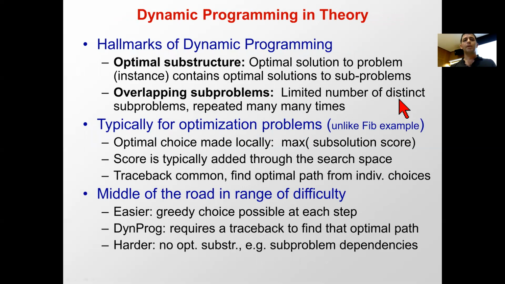Okay? Dynamic programming is usually an optimization problem. It doesn't just compute things. It makes optimal choices. And we're going to see that in the context of sequence alignment. It's applicable when there is an optimal substructure, when the optimal solution to a problem instance contains within it optimal solutions to the subproblems. And it is very important when there are overlapping subproblems.